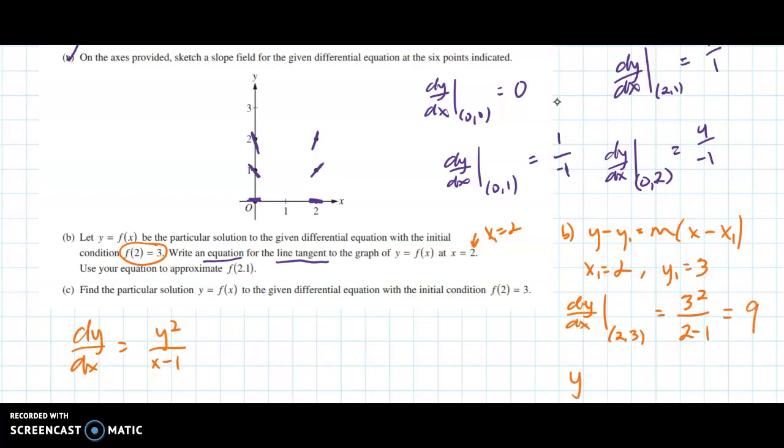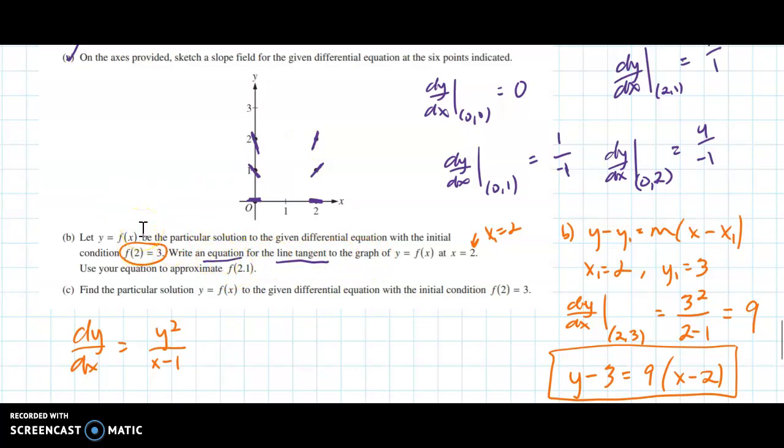So what's my point slope? It's y minus y1, which is 3, equals 9 times open parentheses, x minus x1, which is 2. And remember, we don't have to simplify. Point slope is good on FRQs 100% of the time. So this one is good to go.